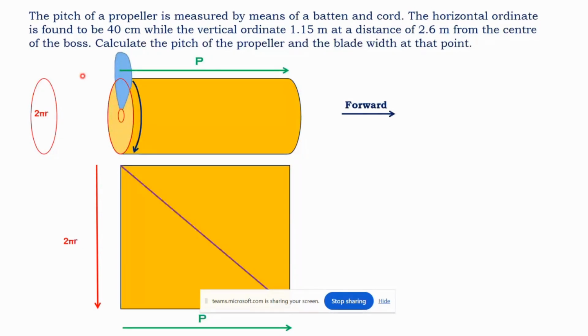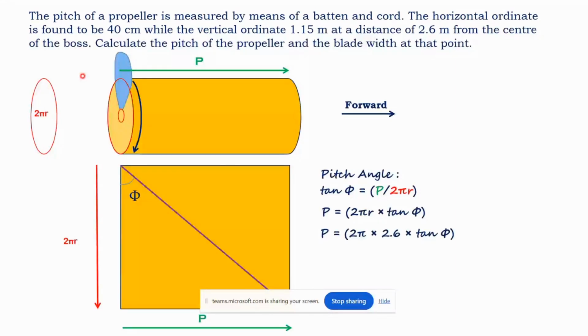That means the path actually covered by simultaneous rotational and axial motion. The angle which it makes with the plane of rotation is the phi angle, the same as the pitch angle we just saw in the previous slide. Right from here, the pitch angle can be expressed as tan phi equals pitch upon 2 pi r. So pitch will be equal to the product of tan phi and 2 pi r. Tan phi we have determined in the previous case. We are given r as 2.6 meters from the center of the boss.